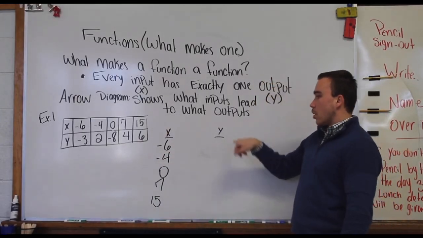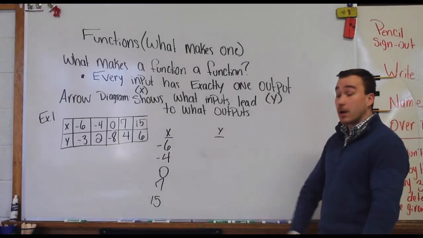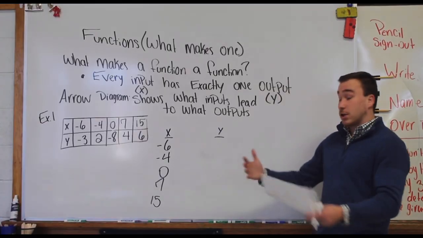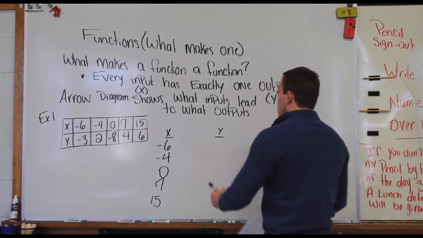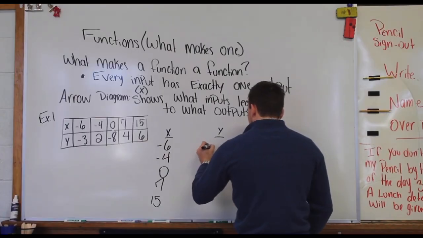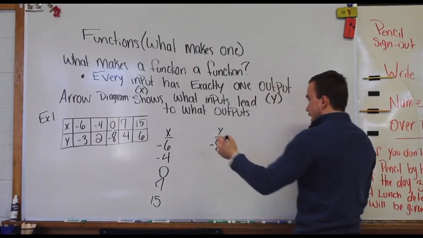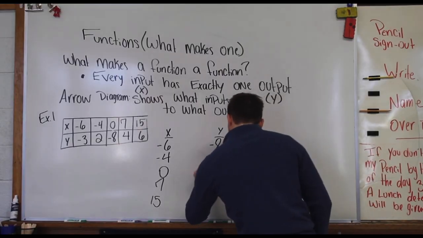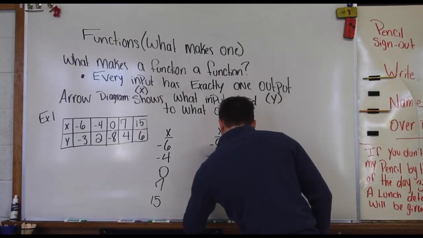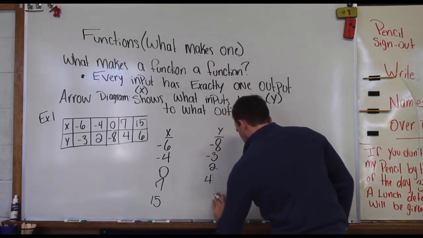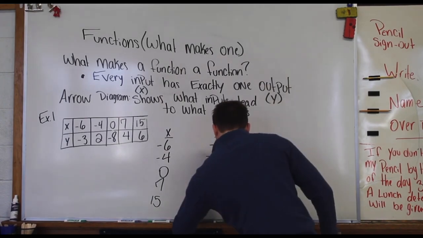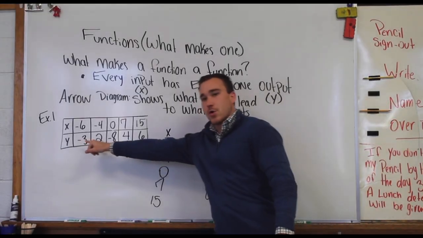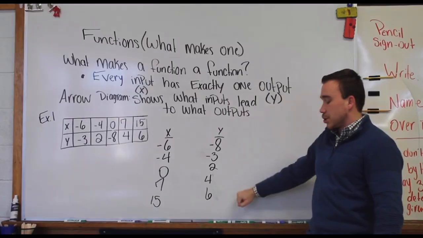And then we're going to list out our y values, or our range. Alright, so we're going to start with, again, our smallest, and we're going to go into our greatest. Alright, so our smallest y value over there is -8. Then we got -3, 2, 4, and 6. So all it is, I just listed out the y values that I know are in the bottom of the chart from smallest to largest.